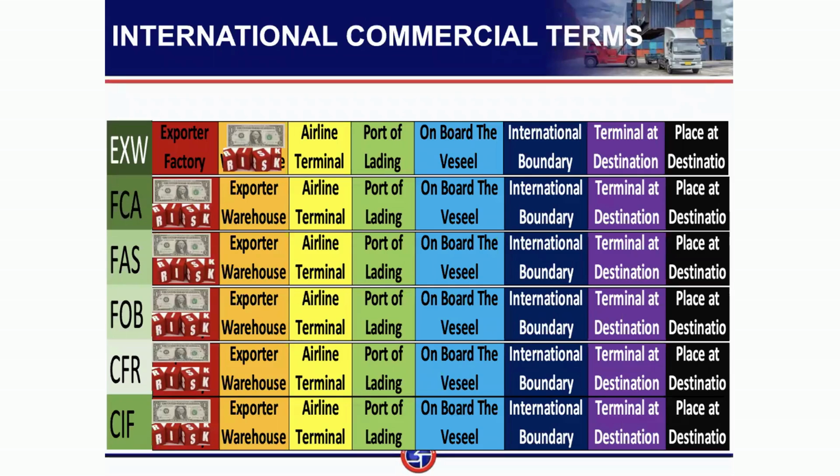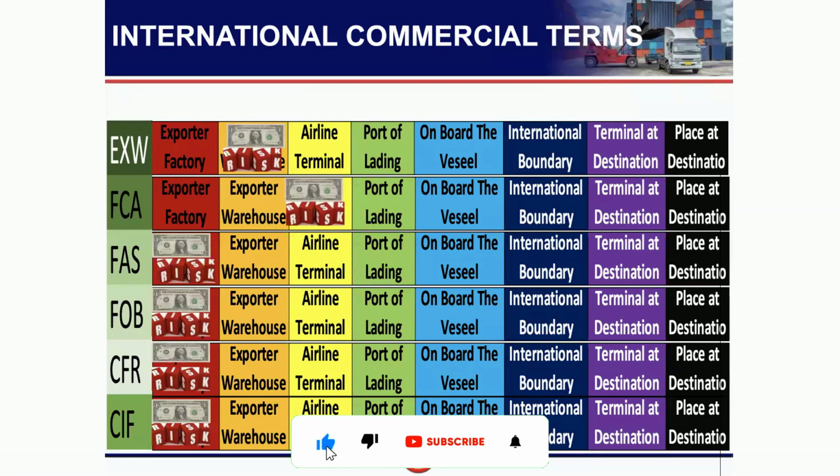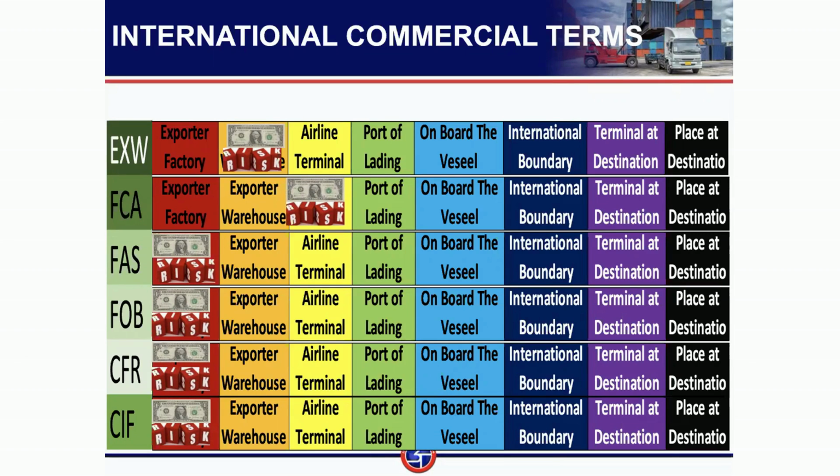But look at the next one. It's called FCA, free carrier. The risk and the cost of the exporter ends at the terminal: airline terminal, shipping line terminal, railway terminal. That means when you deliver to that point, the importer takes charge from then on.